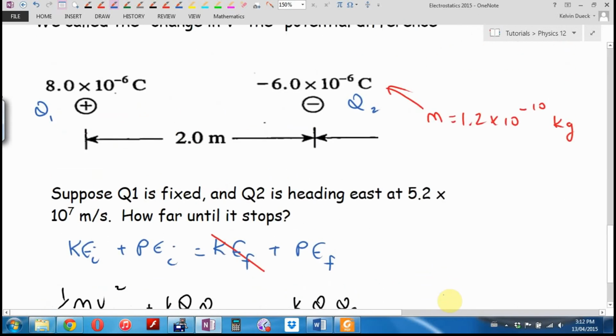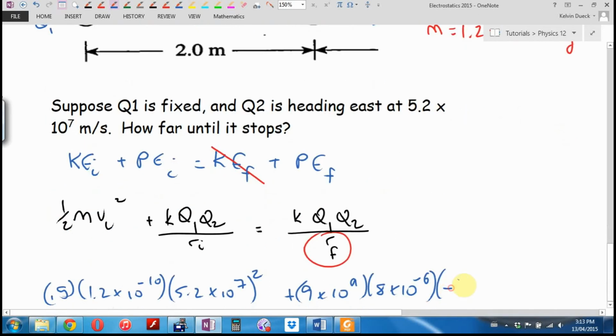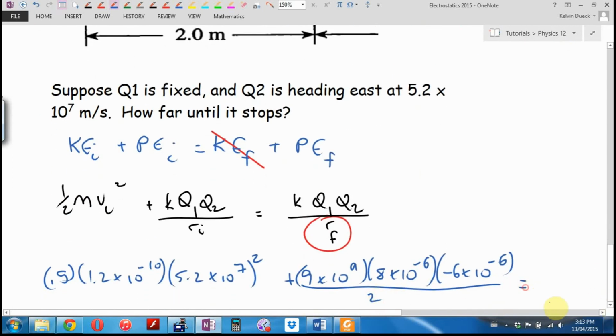Am I going to put a negative or a positive in here for the second charge, too? It's a scalar. It does right now have negative energy. Why? Because out at infinity is when it has 0. We would have to do work to get it. It doesn't want to go out to infinity. It wants to fall towards. So I'm going to put the negative in. All over 2. That equals K Q1 Q2 over R final.